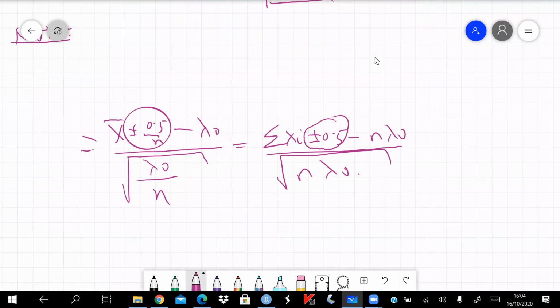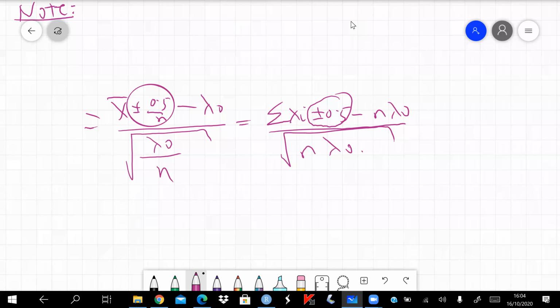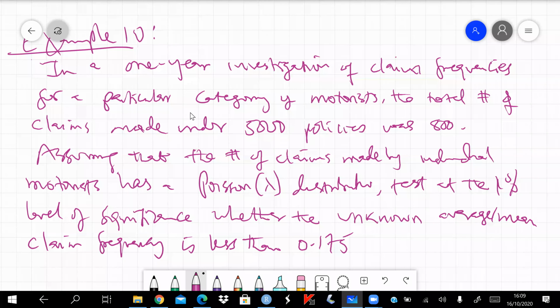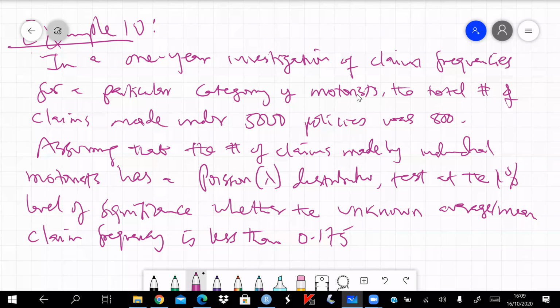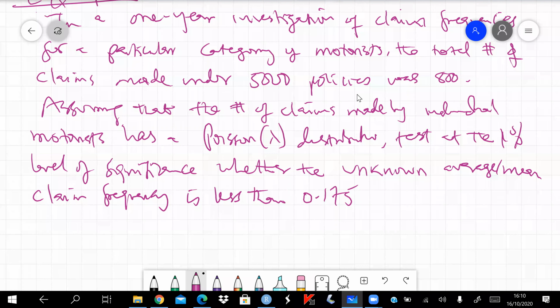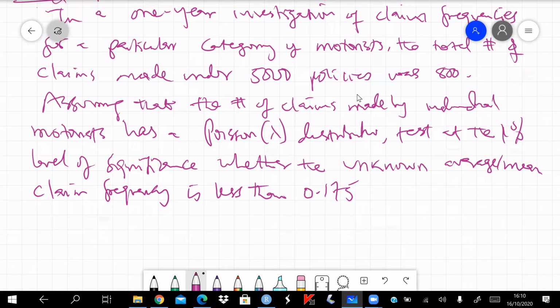Okay, so let's have an example. Example number 10. In a 1-year investigation of claims frequencies for a particular category of motorists, the total number of claims made under 5,000 policies was 800. Assuming that the number of claims made by individual motorists has a Poisson distribution, test at the 1% level of significance whether the unknown average or mean claim frequency is less than 0.175.